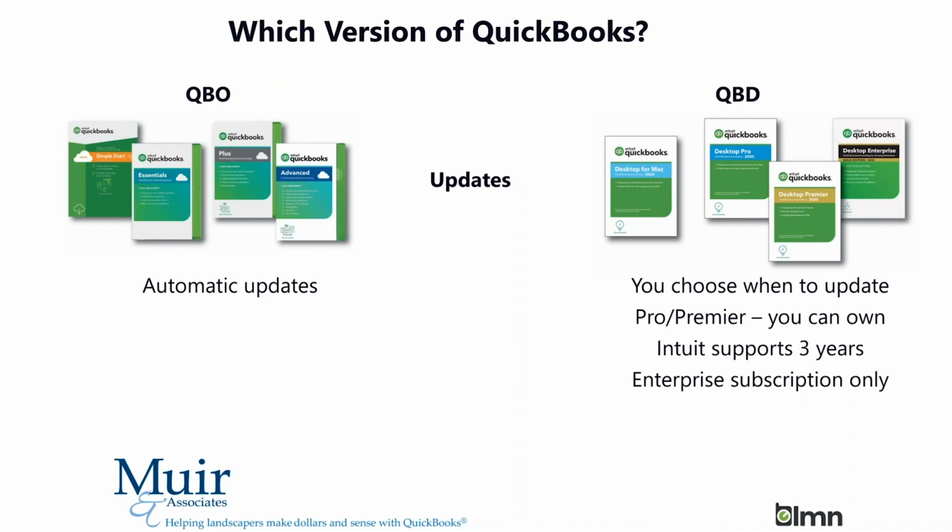Enterprise is subscription only, whether you're in Canada or the U.S. In Canada, I think it's only monthly. In the U.S., you can choose between monthly and annual. And as I mentioned before, sometimes Enterprise actually is a better deal for people. So it's always worth running the numbers and seeing which one is a better deal for you.